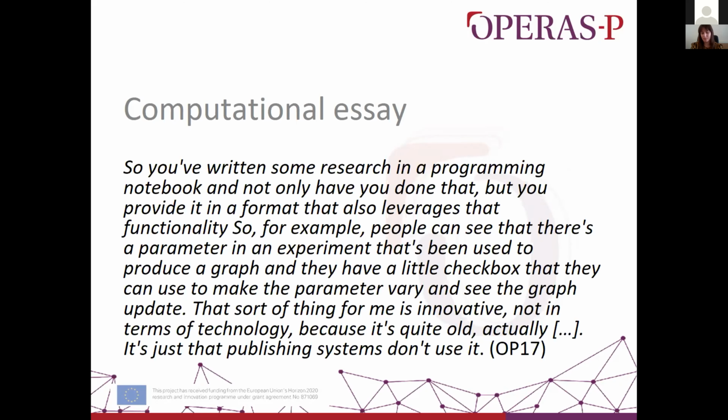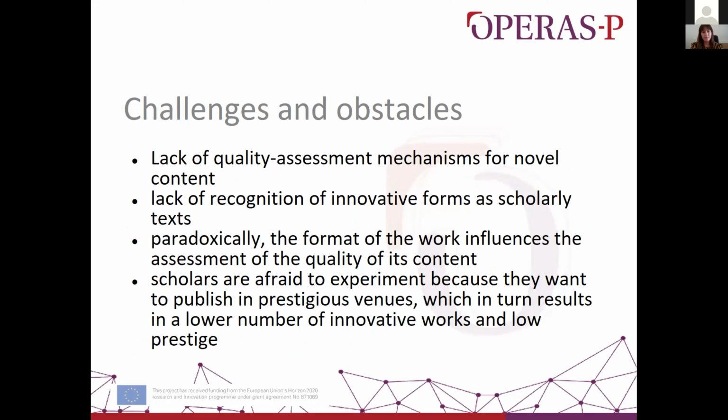So finishing with challenges and obstacles, which of course we'll be working to minimize. But it's important to remember them, especially because in the next two presentations, we'll also touch upon them in one way or another. So first of all, the lack of quality assessment mechanisms for novel content. We can publish a great computational essay, but there are no standardized ways of actually assessing it as a scholarly output. Secondly, lack of recognition of innovative forms of scholarly text.